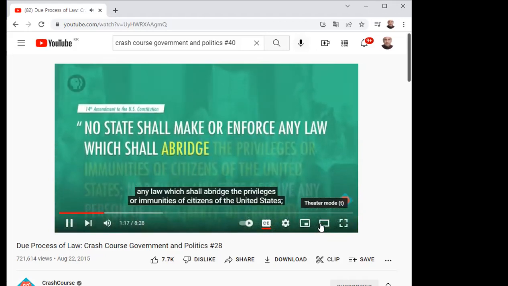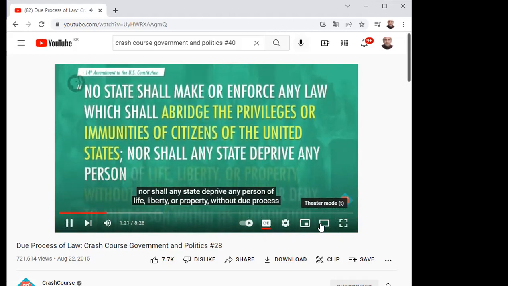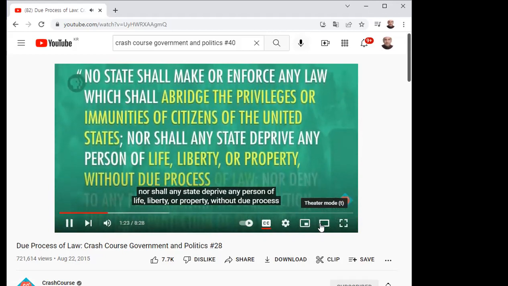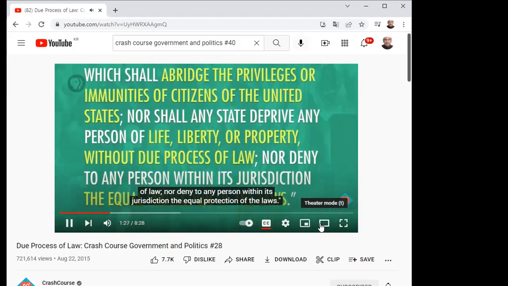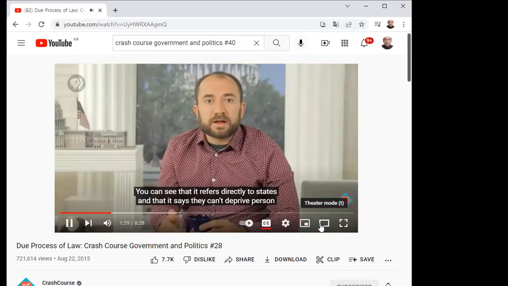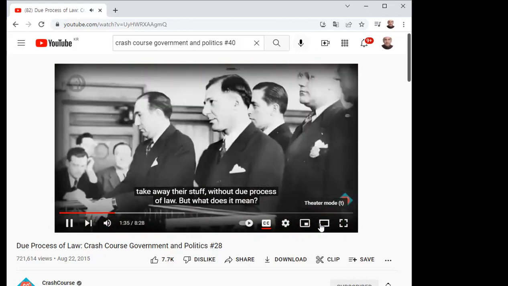So the part of the 14th Amendment that applies here is, no state shall make or enforce any law which shall abridge the privileges or immunities of citizens of the United States, nor shall any state deprive any person of life, liberty, or property without due process of law, nor deny to any person within its jurisdiction the equal protection of the laws. You can see that it refers directly to states, and that it says they can't deprive a person of life, kill them, liberty, lock them up, or property, fine them and take away their stuff without due process of law.